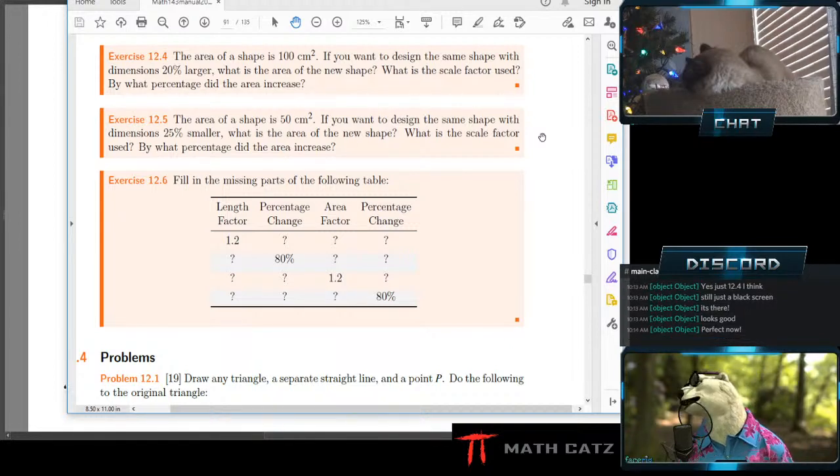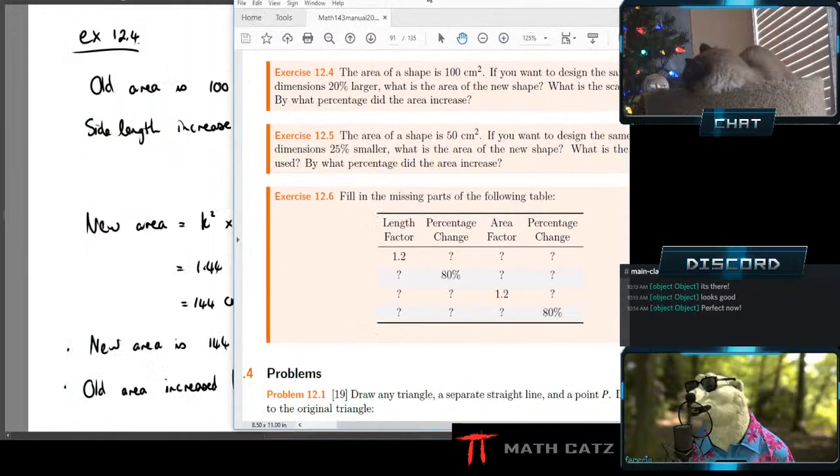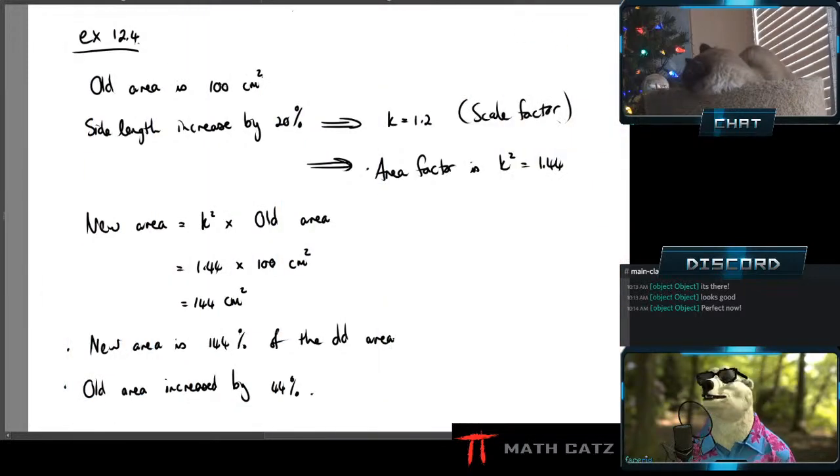So let me just read exercise 12.4. We have the area of a shape being 100 centimeters squared. I want to design the same shape, but the dimensions should be 20% larger. Just answer everything. What's the new area? What is the scale factor? What's the percentage change? All of it. Don't look too far ahead. We'll just focus on what I already wrote down.